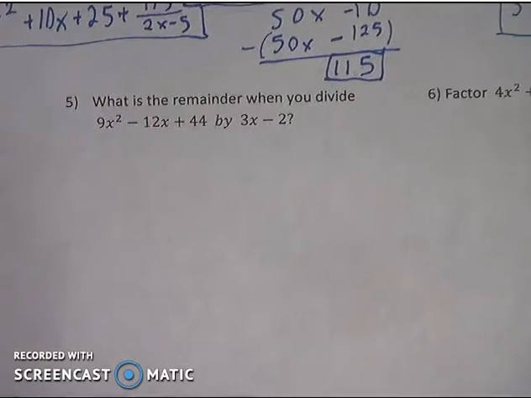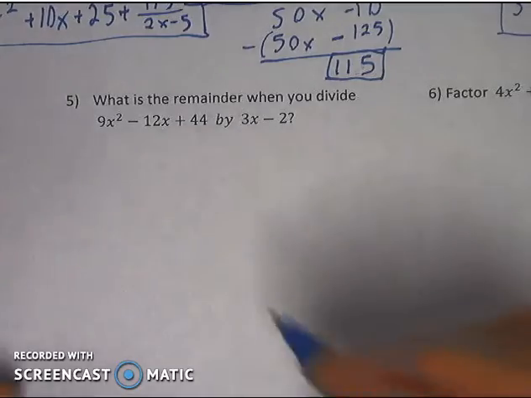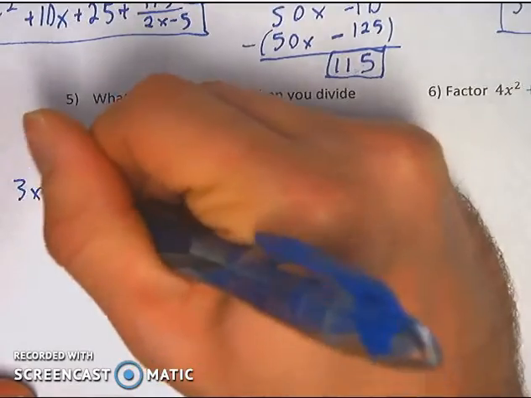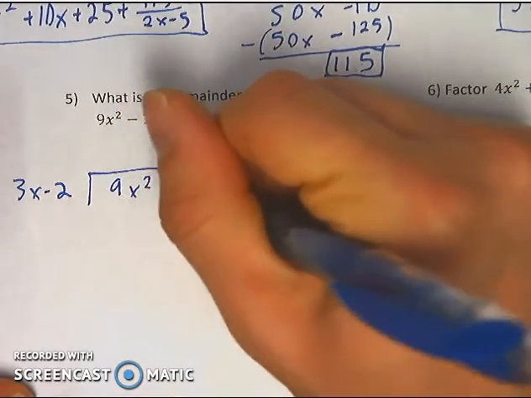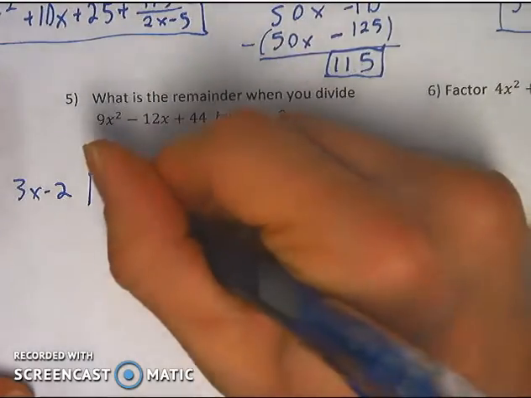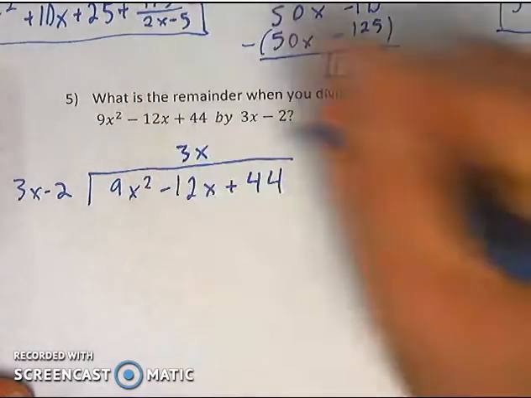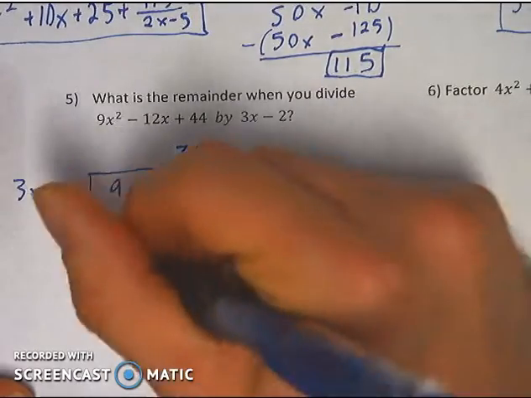Alright, what is the remainder when you divide 9x squared minus 12x plus 44 by 3x minus 2? Again, we have to do long division here. 3x minus 2, 9x squared minus 12x plus 44. So how do I turn a 3x into 9x squared? Well, I multiply by 3x, and that's going to give me 9x squared minus 6x.